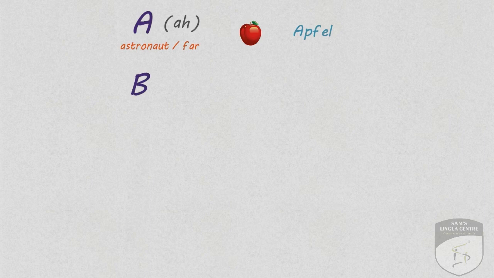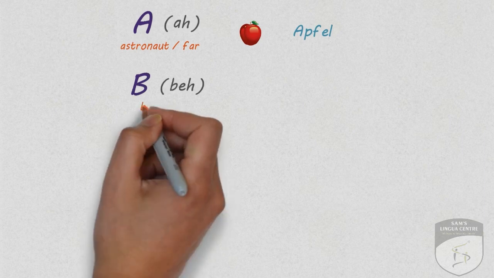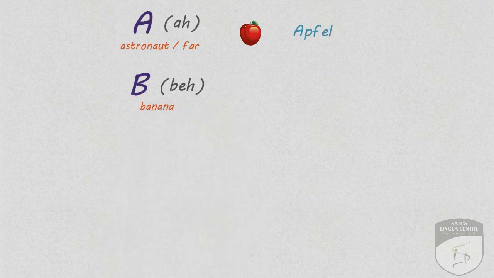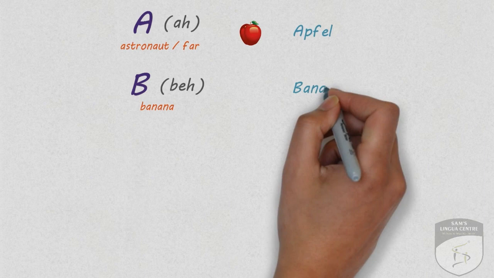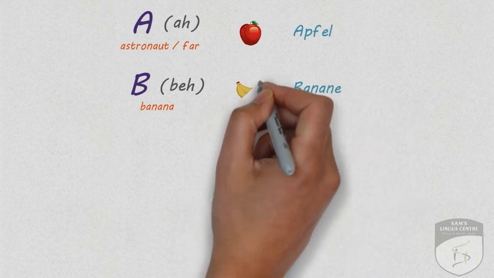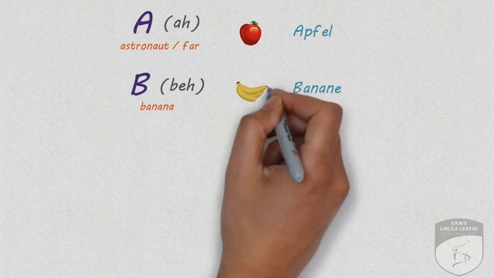Let's continue with B. B, which is pronounced like the B in the word banana. And the translation of banana in German is Banane. Banane.